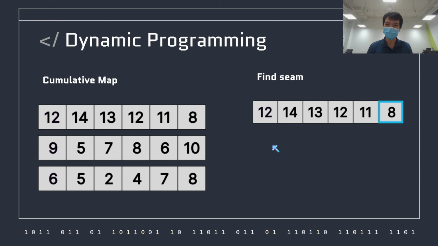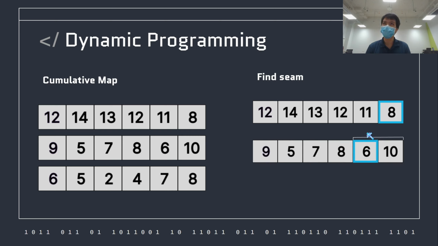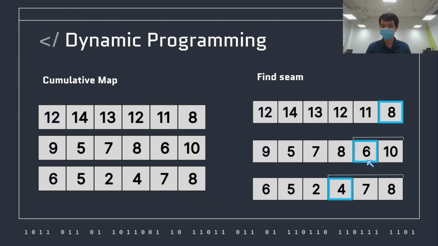Now we'll move on to find the seam. To find the seam, we begin from the top of the cumulative map and search for the column with the lowest value. In this case it is 8. Then we move on to the next row at the bottom to look at the nearby columns. In this case it is 6 and 10, and then take the lowest possible one. So in this case it will be 6, and continue the process for the remaining rows. So for this third row, the nearby columns will be 4, 7, 8. Then we'll take 4, and this is how the vertical seam is generated.